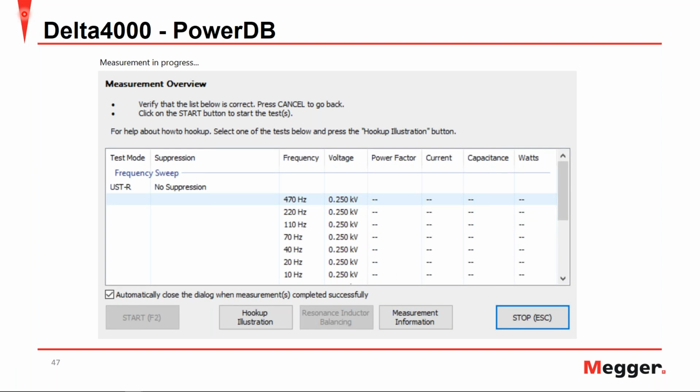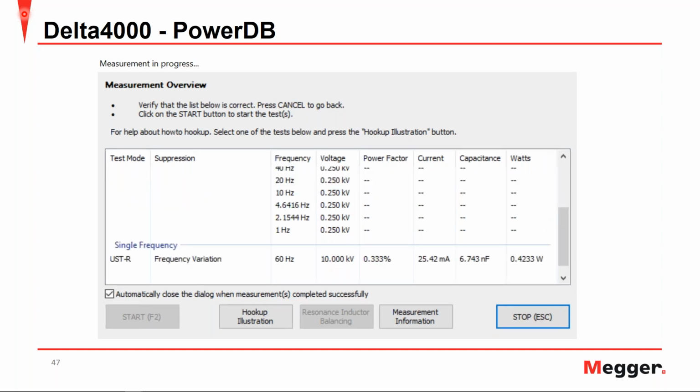When the power factor measurement is being performed, even with the narrowband dielectric frequency response selected, the first measurement will be your 60 Hertz measurement, as seen here. So it's still your UST mode, now your 60 Hertz value, and you get your power factor, your current, your leakage current, your capacitance, and your watt loss.